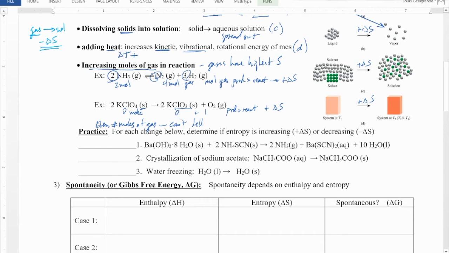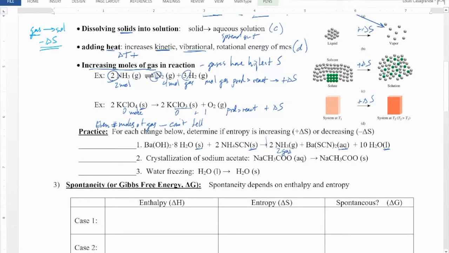In the first reaction, we have 2 solids, no gases. In the reactants, on the right side, we've got 2 gases. We also have an aqueous and a liquid. So we're going up in entropy no matter what.